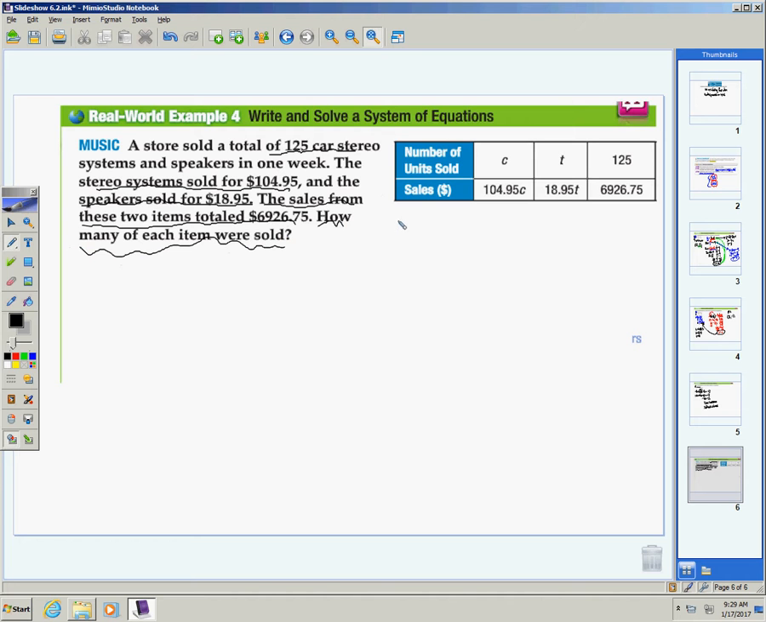So right away, I know what I'm going to need to know. I need to know the number of car stereos sold, and I need to know the number of speakers sold. So I've got two different pieces of information here. I know the total number of things sold was 125, so the number of stereos plus the number of speakers will equal 125.